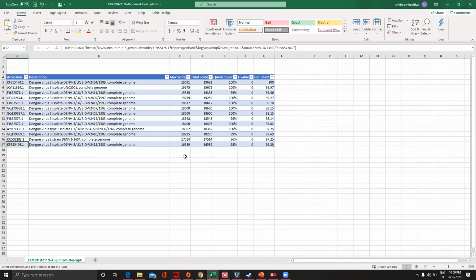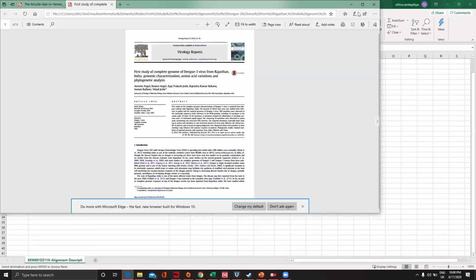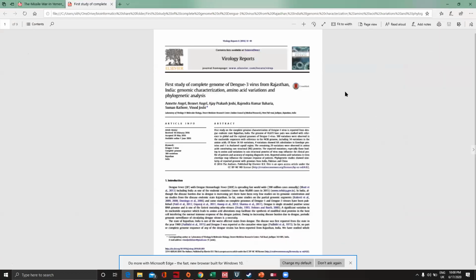So what we wanted to do was, we found a paper, this one, right? No. Go ahead. We found a paper which was similar to what we wanted to replicate, which an Indian team had done, which had used the dengue 3 virus from Rajasthan, because Rajasthan never had sequenced dengue samples.